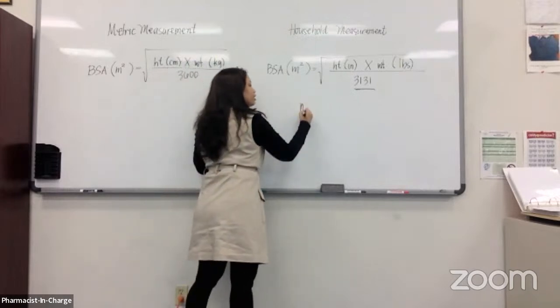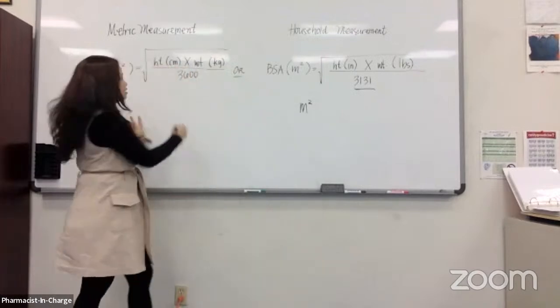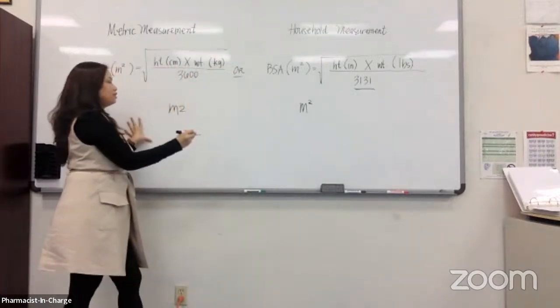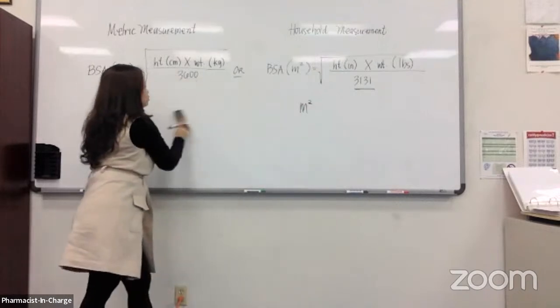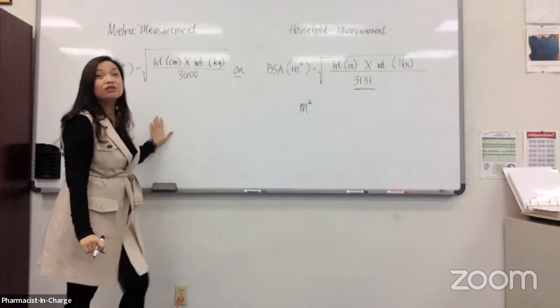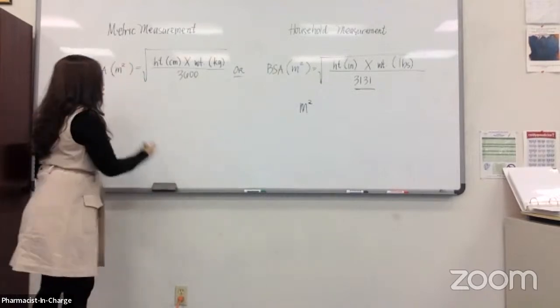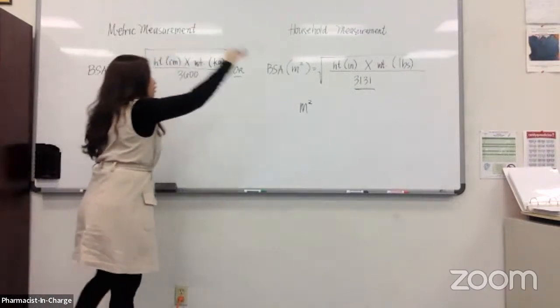These are some things I'd like to clarify. And body surface area is in meters squared. If you notice, I changed Roxy's. Roxy first did it like this, so it's clearer. It's a superscript 2. Meter square is the final answer for body surface area, no matter what. No matter if you use metric or you use household.